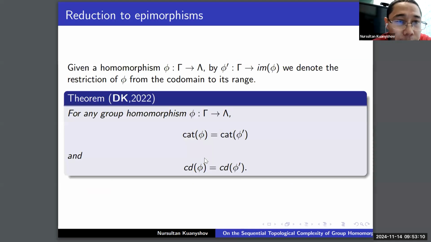Okay. As I said, given a homomorphism, you can restrict its codomain to its range and consider only epimorphisms, and then we have this result. Basically, it says that if the conjecture is true for epimorphisms, it must be true also for homomorphisms.